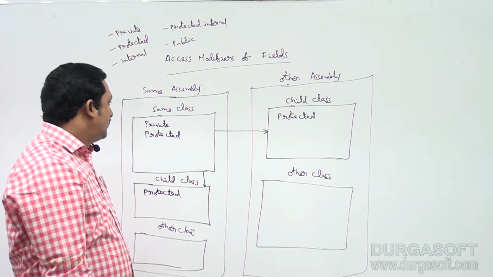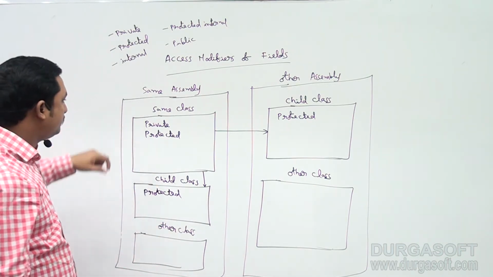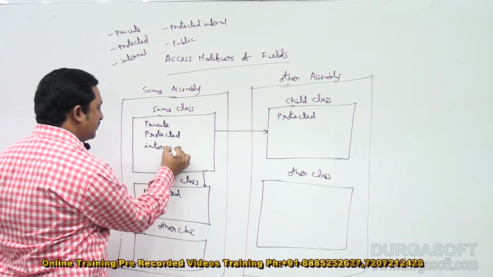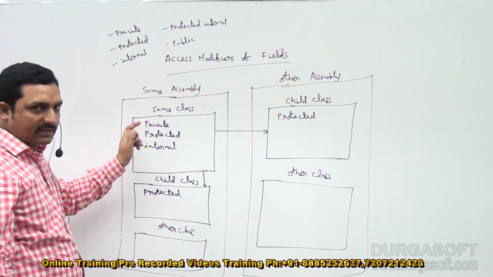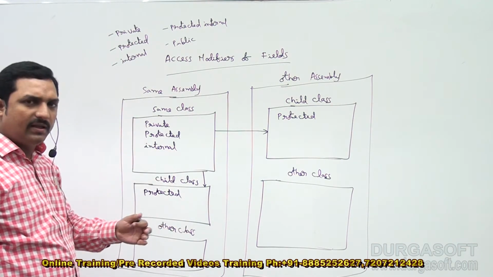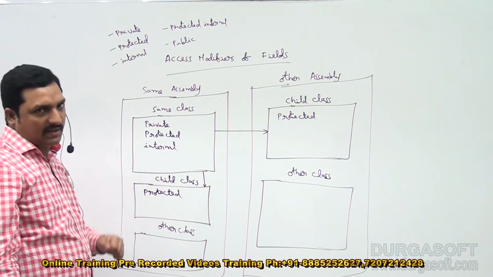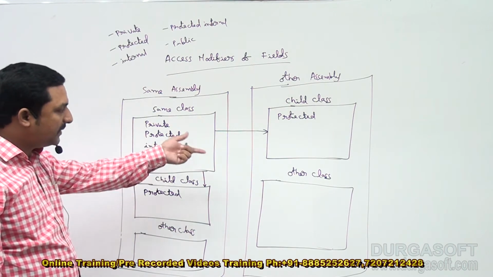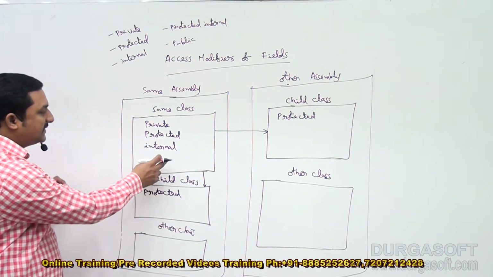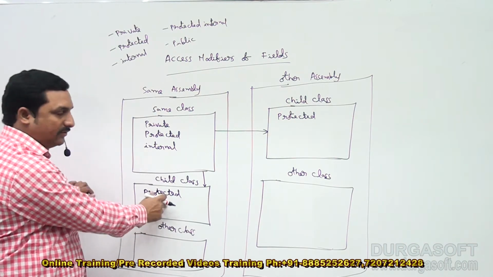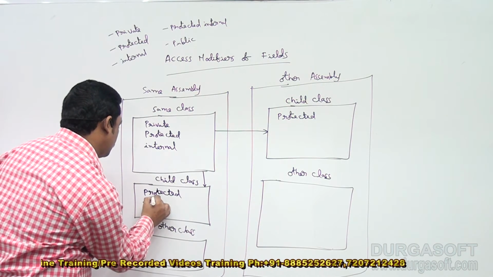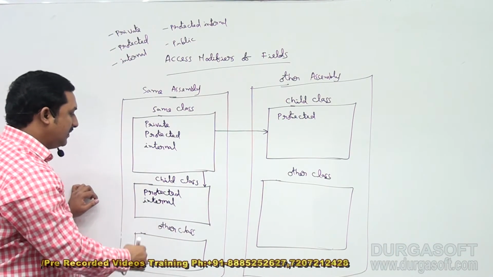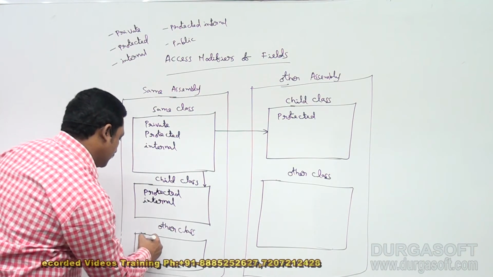Okay, next. Now the third one is what? Internal. The internal member of this class is accessible in the same class. See, by default, all members are accessible in the same class, so there is no doubt about it. But the question is about the remaining classes only. The internal member is accessible in the child classes also, and in the other class of the same assembly also.